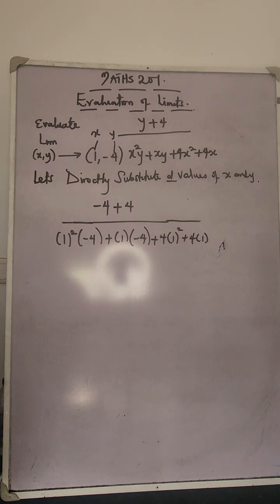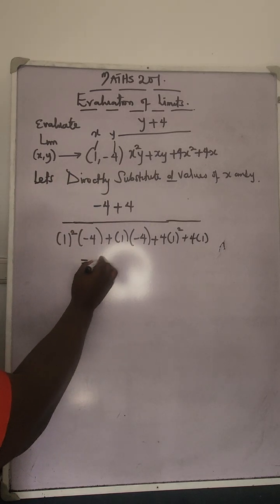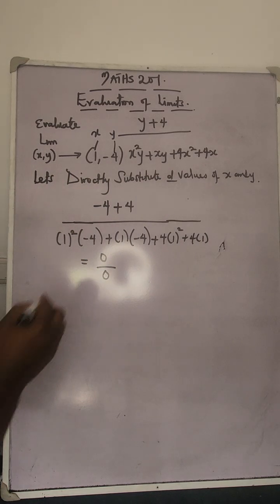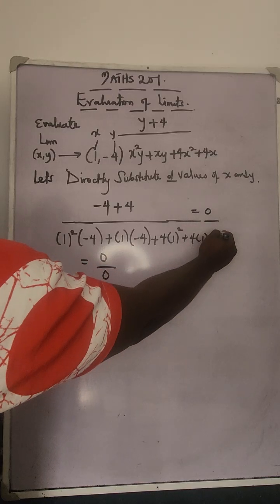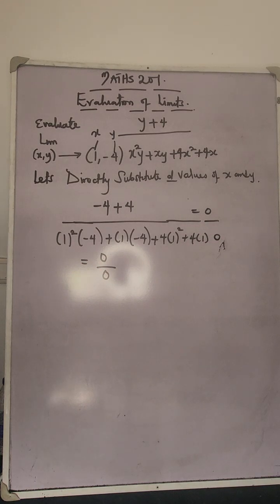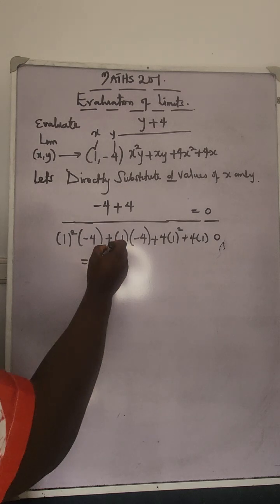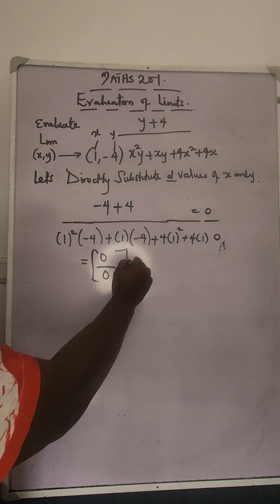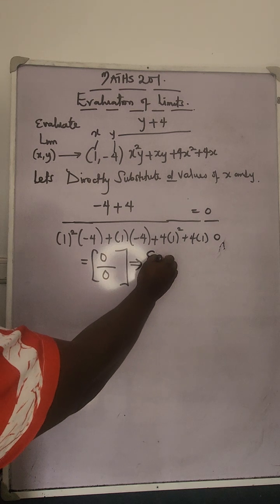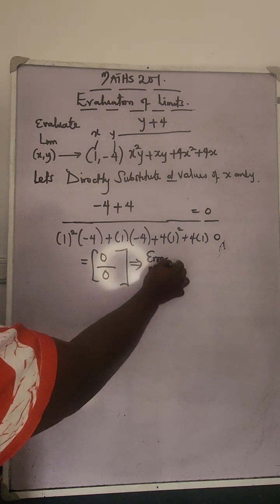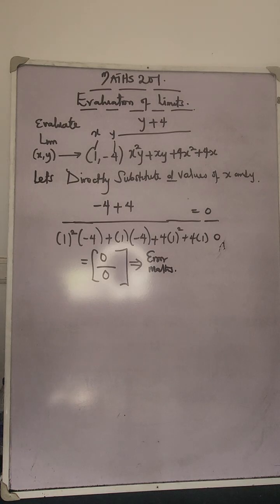And so, having directly substituted, we have 0 over 0, because this gives 0 and this gives 0, right? Now that we have 0 over 0, we know that in mathematics it is wrong to have 0 over 0, because if you punch this into the calculator, you're going to have a maths error. Your calculator, remember, is an engine. And so what do we do to solve this problem?